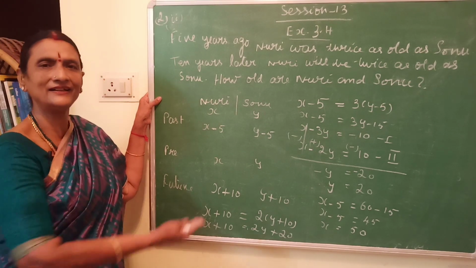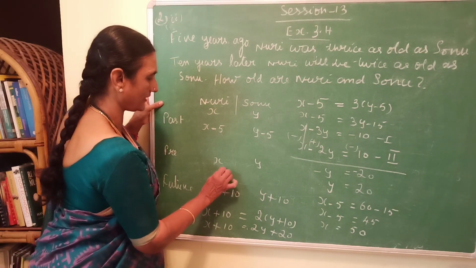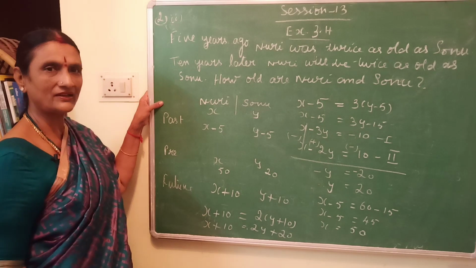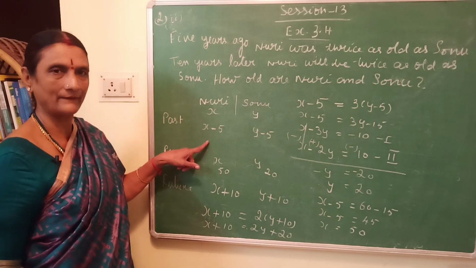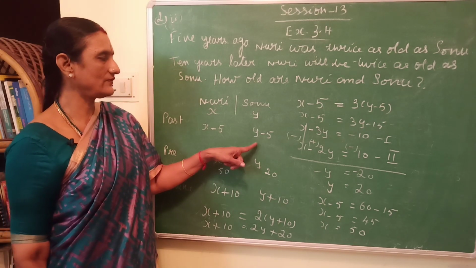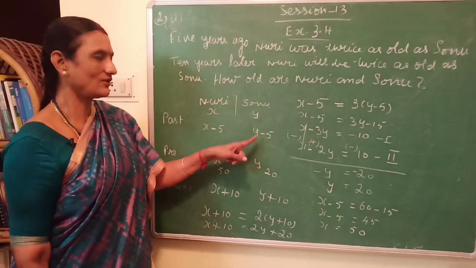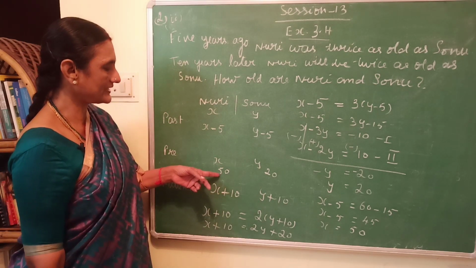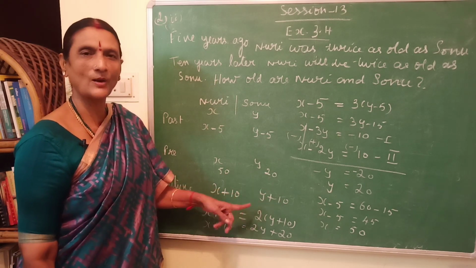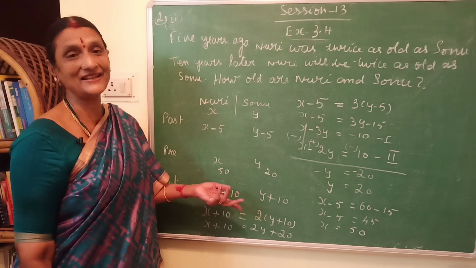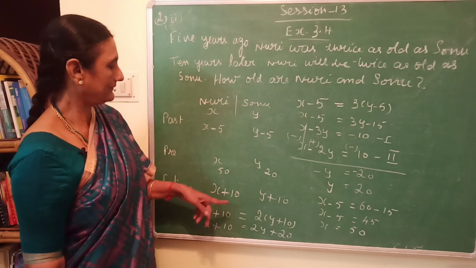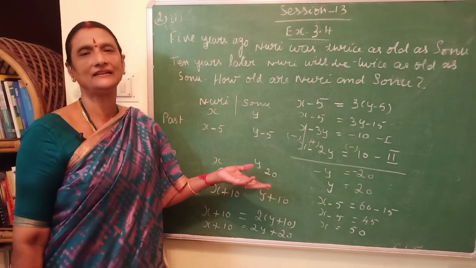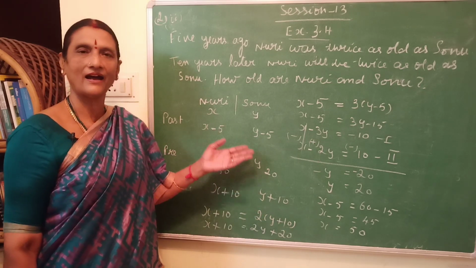Now shall we just substitute in the situation as it is? We have got the present age of Noori as 50 and Sonu's as 20. Now 5 years before, what will happen? Noori will become 45, isn't it? Noori's age will be 45 and Sonu's age will be 15. The equation says it is thrice. So thrice 15 gives you 45. It tallies. 10 years from now, this becomes 60 and this becomes 30. In that case, 60 is 2 times that of 30. Are you understanding? So, you get the answers correctly.